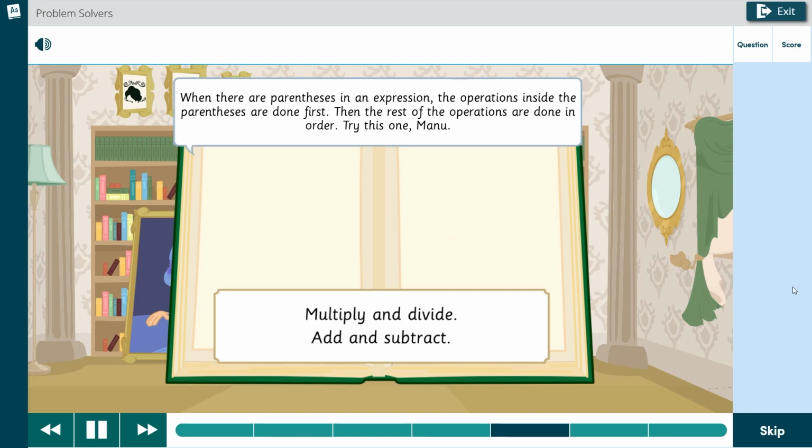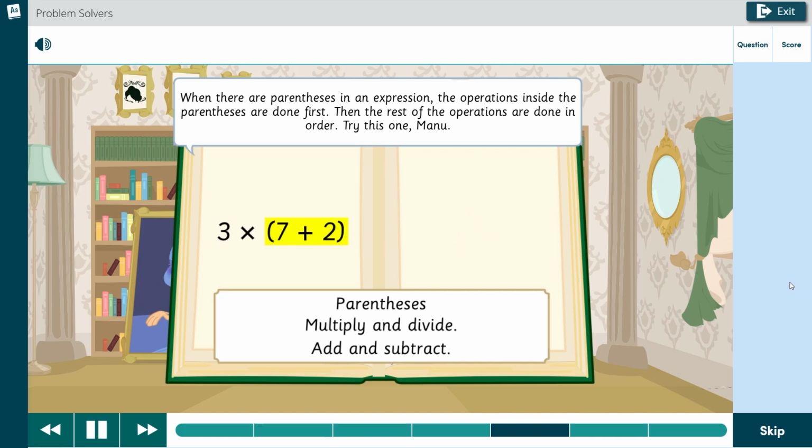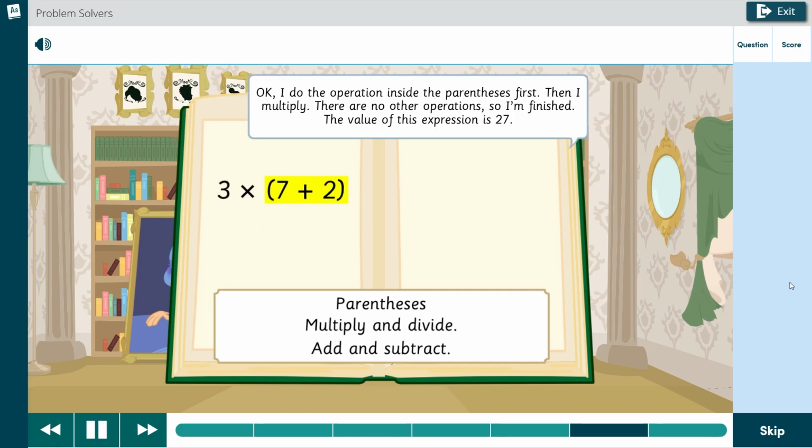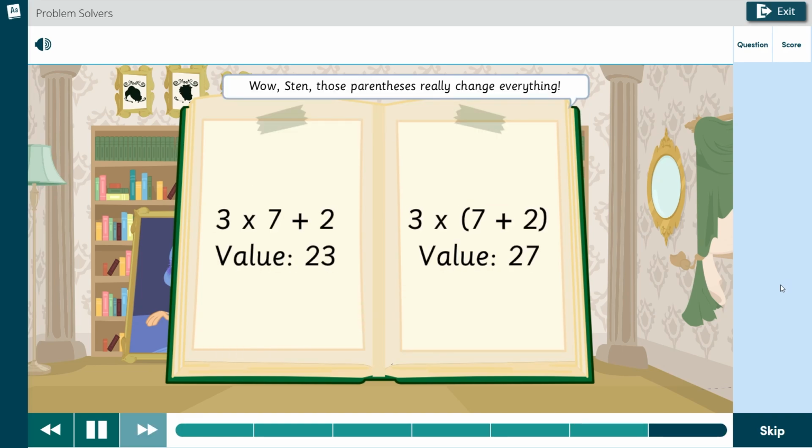When there are parentheses in an expression, the operations inside the parentheses are done first. Then the rest of the operations are done in order. Try this one, Manu. Okay, I do the operation inside the parentheses first. 7 plus 2 is 9. Then I multiply. 3 times 9 is 27. There are no other operations, so I'm finished. The value of this expression is 27. Wow, Stan, those parentheses really change everything.